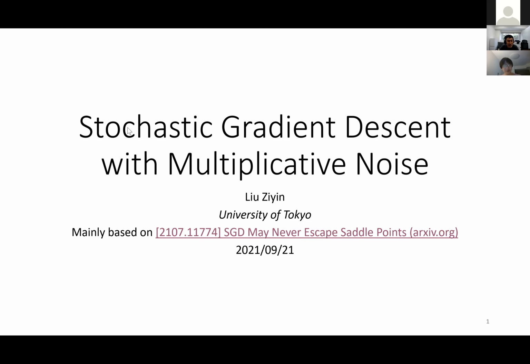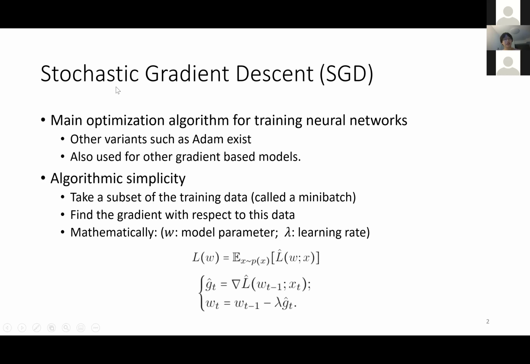So today, my topic will be stochastic gradient descent with multiplicative noise. My name is Ziyin from the University of Tokyo. And this work is mainly based on our recent work, SGD May Never Escape Saddle Points. Just to warn you, I'm a physicist. So if you have a very mathematical question, I might not be able to answer you, but I will do my best. So what is SGD?